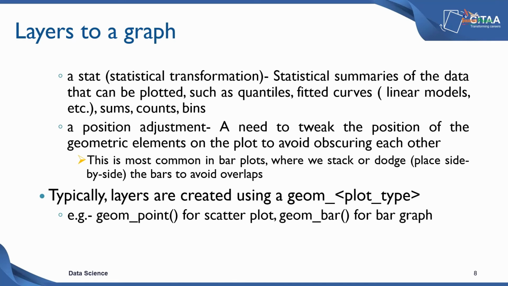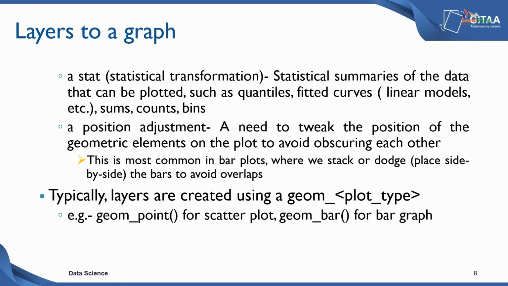Now this is most common in bar plots where we want to stack the bars together or one over the other. So in such cases, I would be using a position adjustment. Typically all these geoms are created using the function geom underscore the type of the plot. So if I want to create a scatter plot, I'm going to be using the function geom underscore point. If I want a bar graph, then I would use geom underscore bar. So geom underscore is common for all these functions, but depending on the type of plot that you want to produce, you just have to plug in the corresponding term.